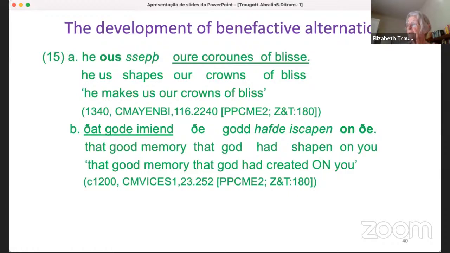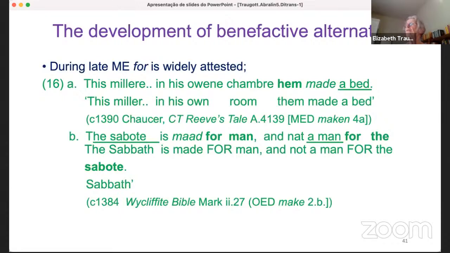So you find benefactives with two prepositional phrases. They're not very frequent, but you do find them with two prepositional phrases and with the on prepositional phrase. But for became more frequent and is more widely attested from late Middle English on. So around the end of the 14th and the 15th century, you begin to find that for becomes more frequent. The miller in his own chamber hem made a bed, that's the DOC. The Sabbath is made for a man and not a man for the Sabbath. There you have the for benefactive.